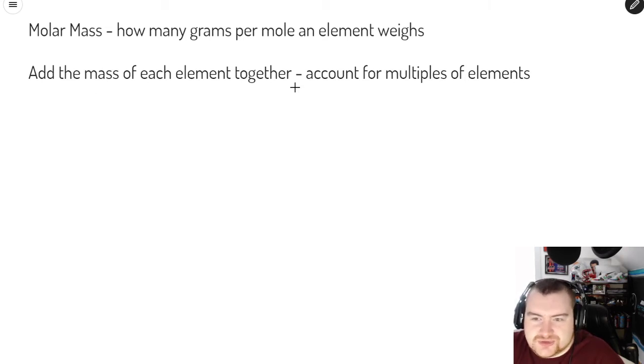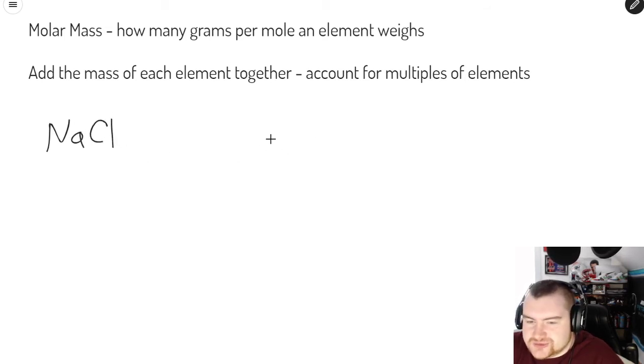elements. So all that we're going to do, and you'll need for this, is you'll need a periodic table, number one. You will need a calculator, number two. So what we're going to do is look at the periodic table, find the mass of the elements we have in our formula, and add them together. That's all we got to do. So let's start by looking at salt, NaCl.